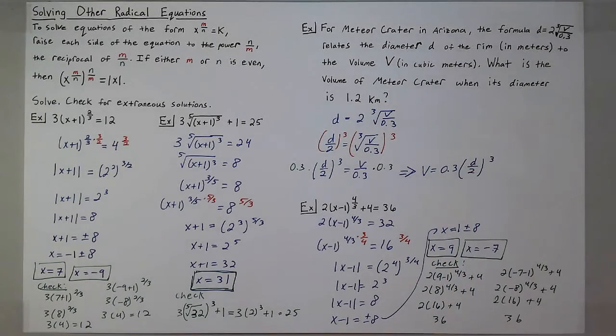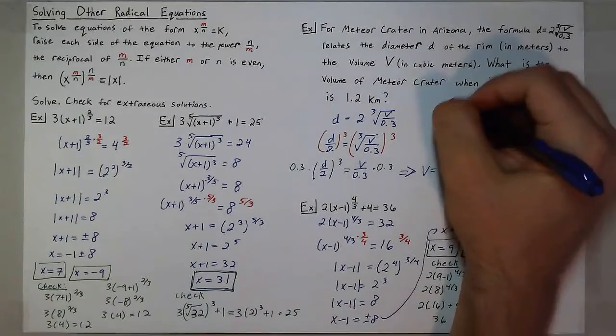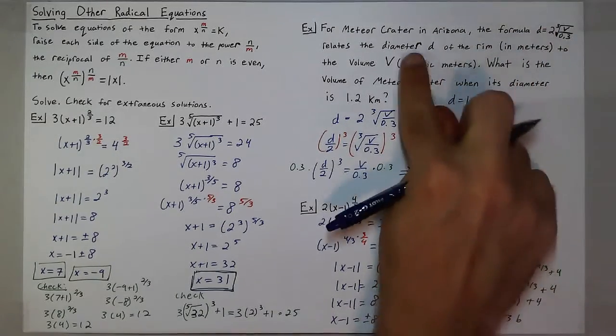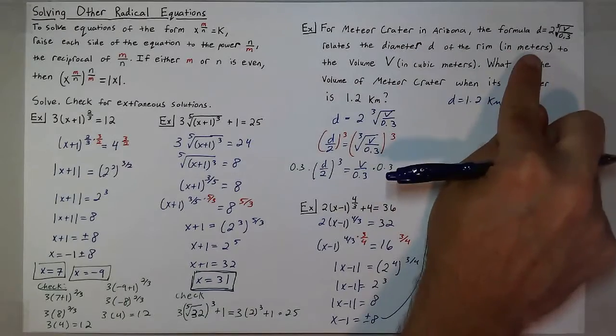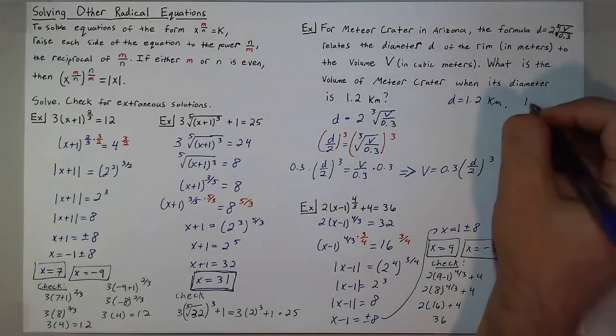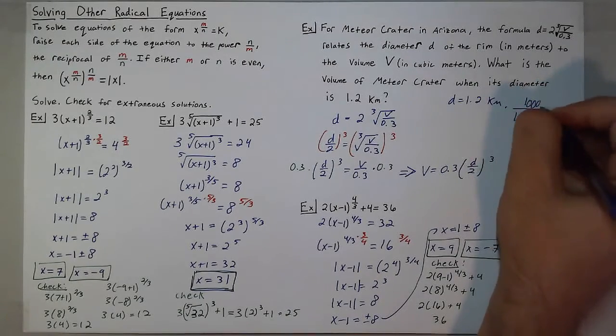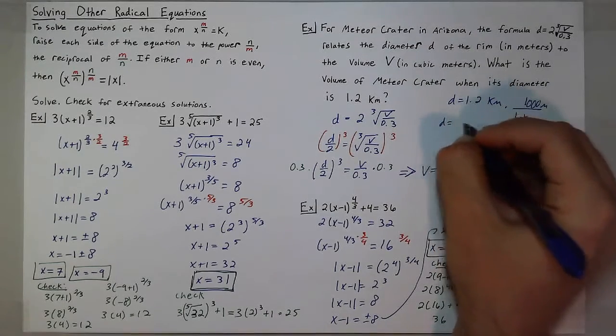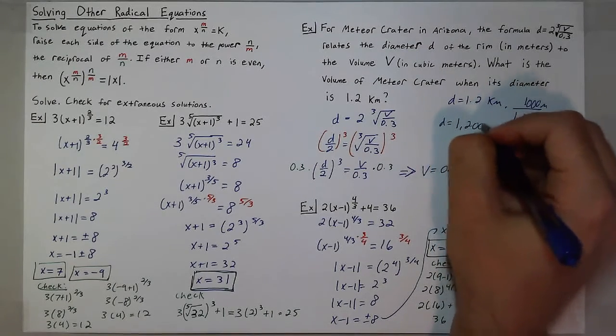Now, what is my diameter? Well, it's given to me as 1.2 kilometers, but this formula wants the diameter to be given in meters. So I need to convert this. Every 1 kilometer is 1,000 meters, so I'll have to multiply by 1,000. And the diameter is going to be 1,200 meters.